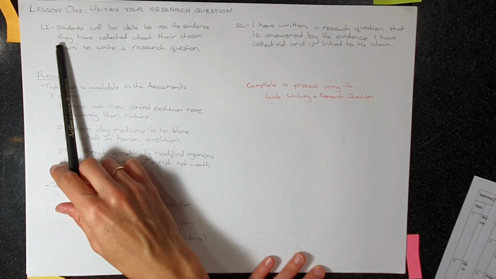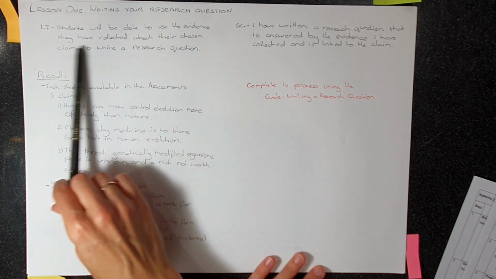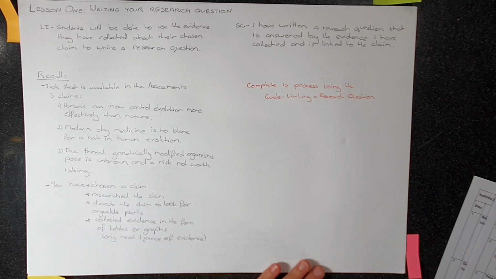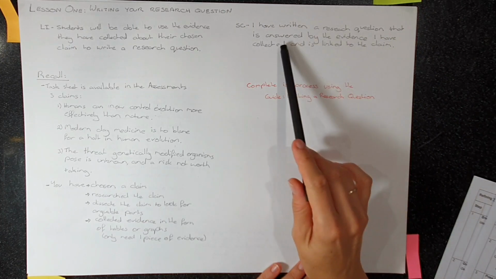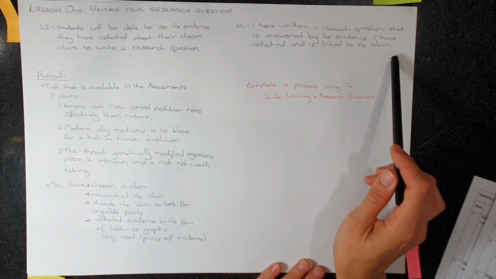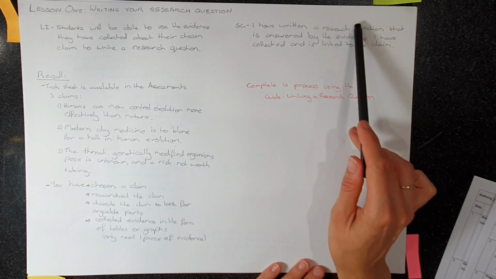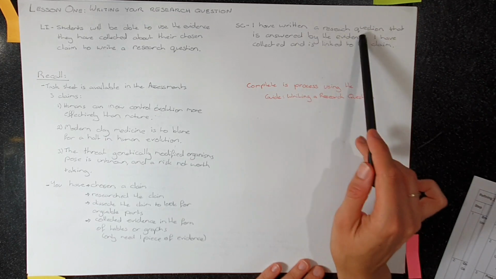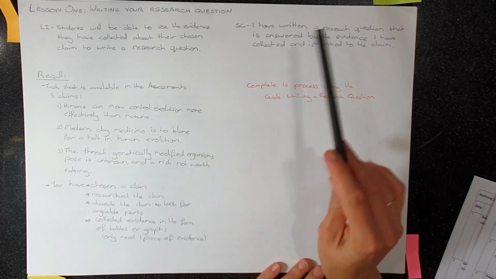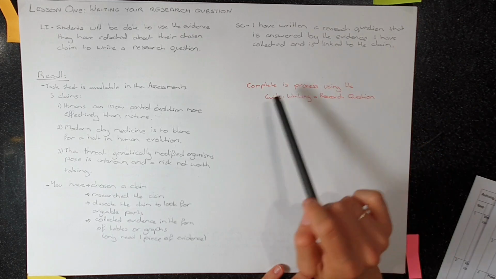Your learning intentions: students will be able to use the evidence they have collected, meaning you should have collected some evidence about your chosen claim, to write a research question. Success criteria: I have written a research question that is answered by the evidence I have collected and is linked to the claim. Without your evidence, we can't write the research question that is answered by the evidence. So we want to know the answer first and then write the question so we know that it's perfect. And we need to make sure that everything at the end of the day is linked to the claim.